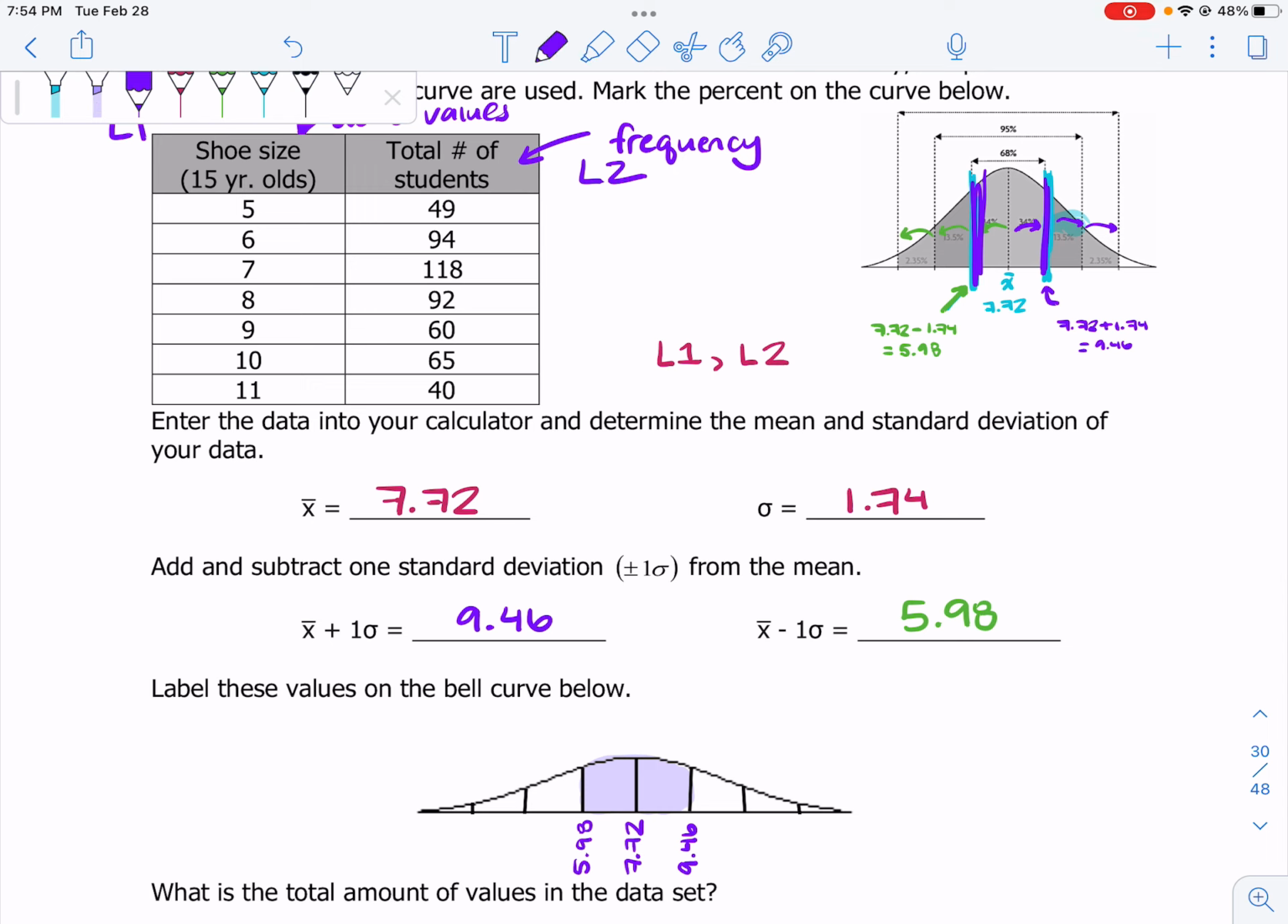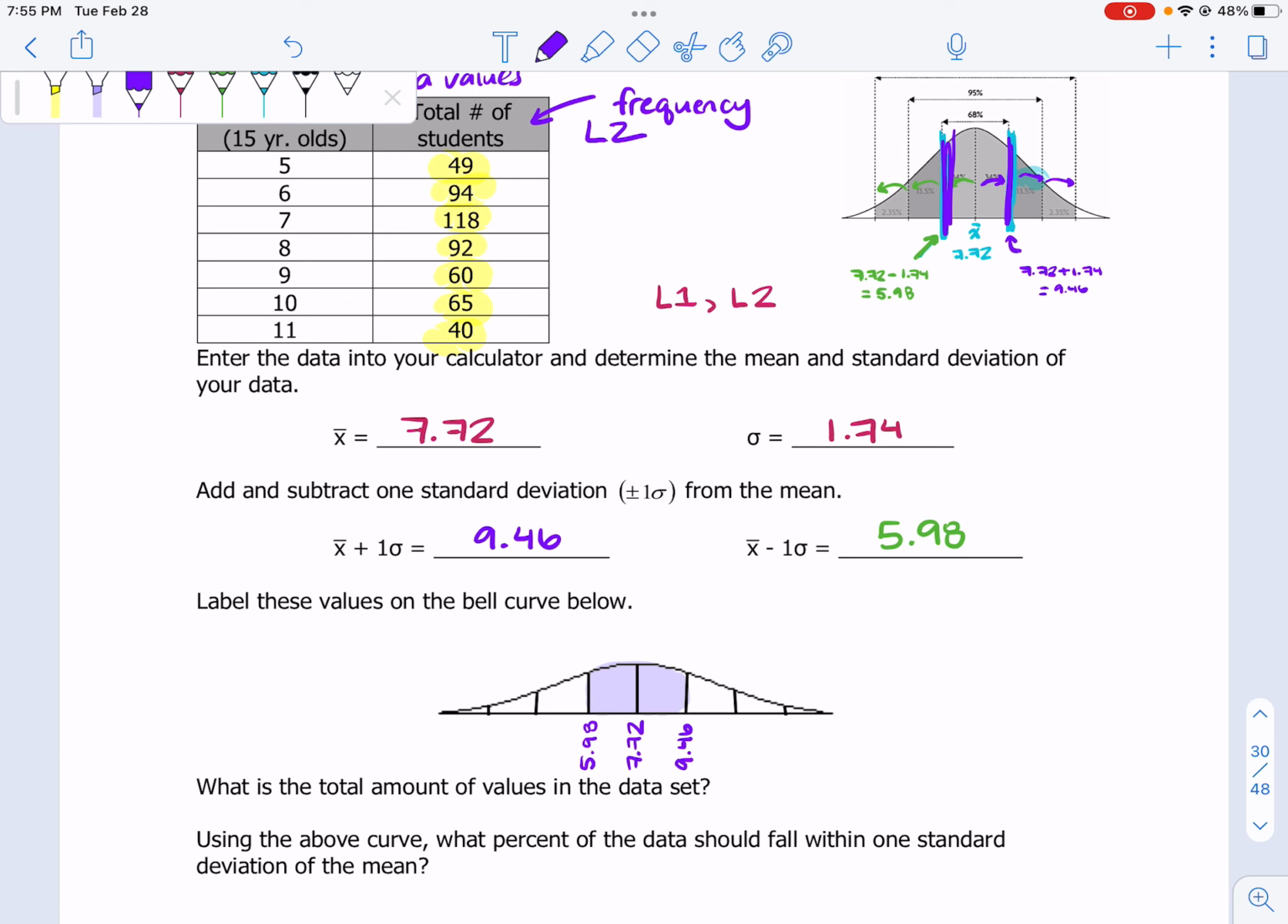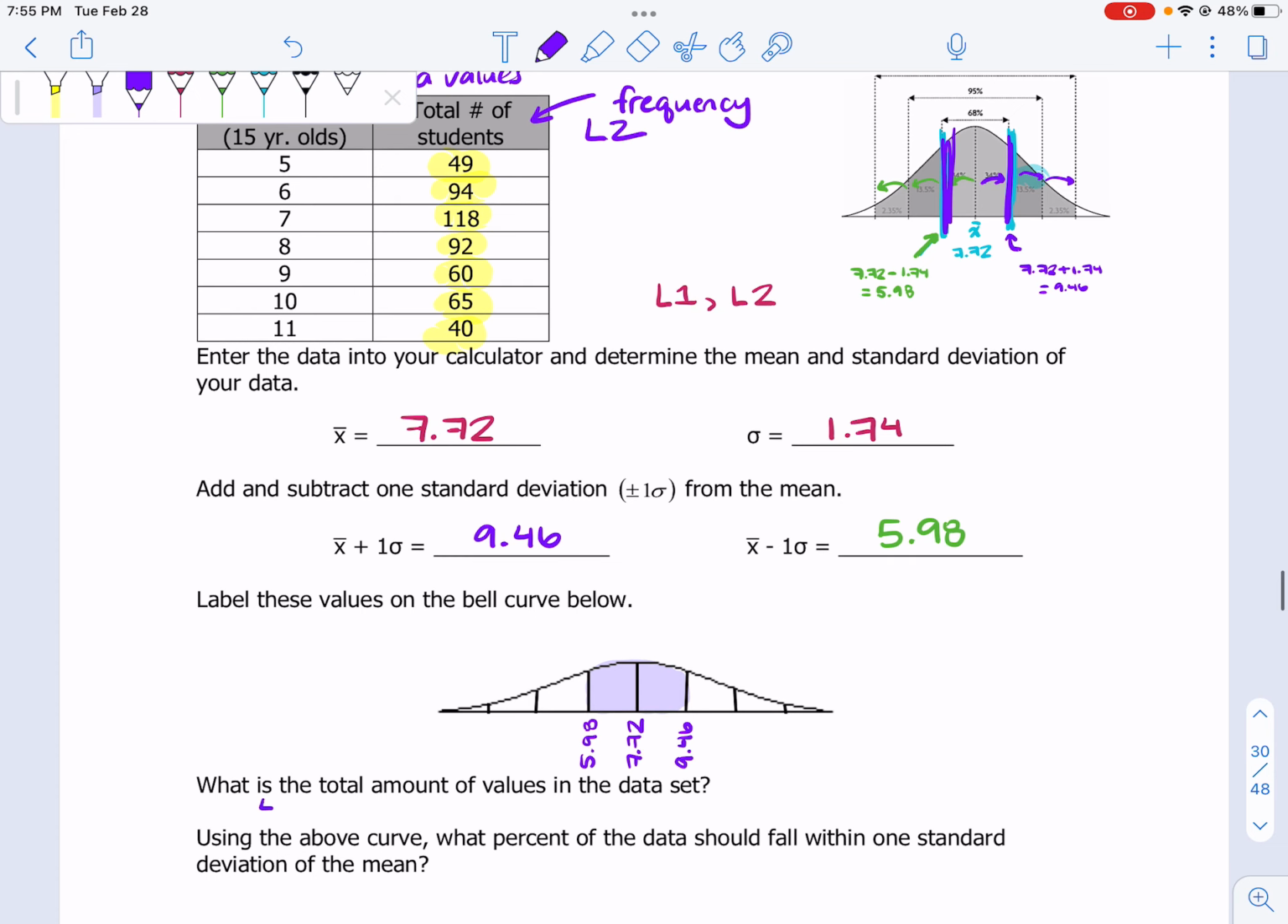The total number that it's out of is how many data values we have in our data set. We're given a frequency distribution, a table that gives the data values and the frequencies. That second column, the frequencies, represents how many students had a shoe size of 5, 6, 7, 8, 9, 10, or 11. So to figure out how many students were surveyed, the total amount of values in the data set, we are going to add all of those numbers together.